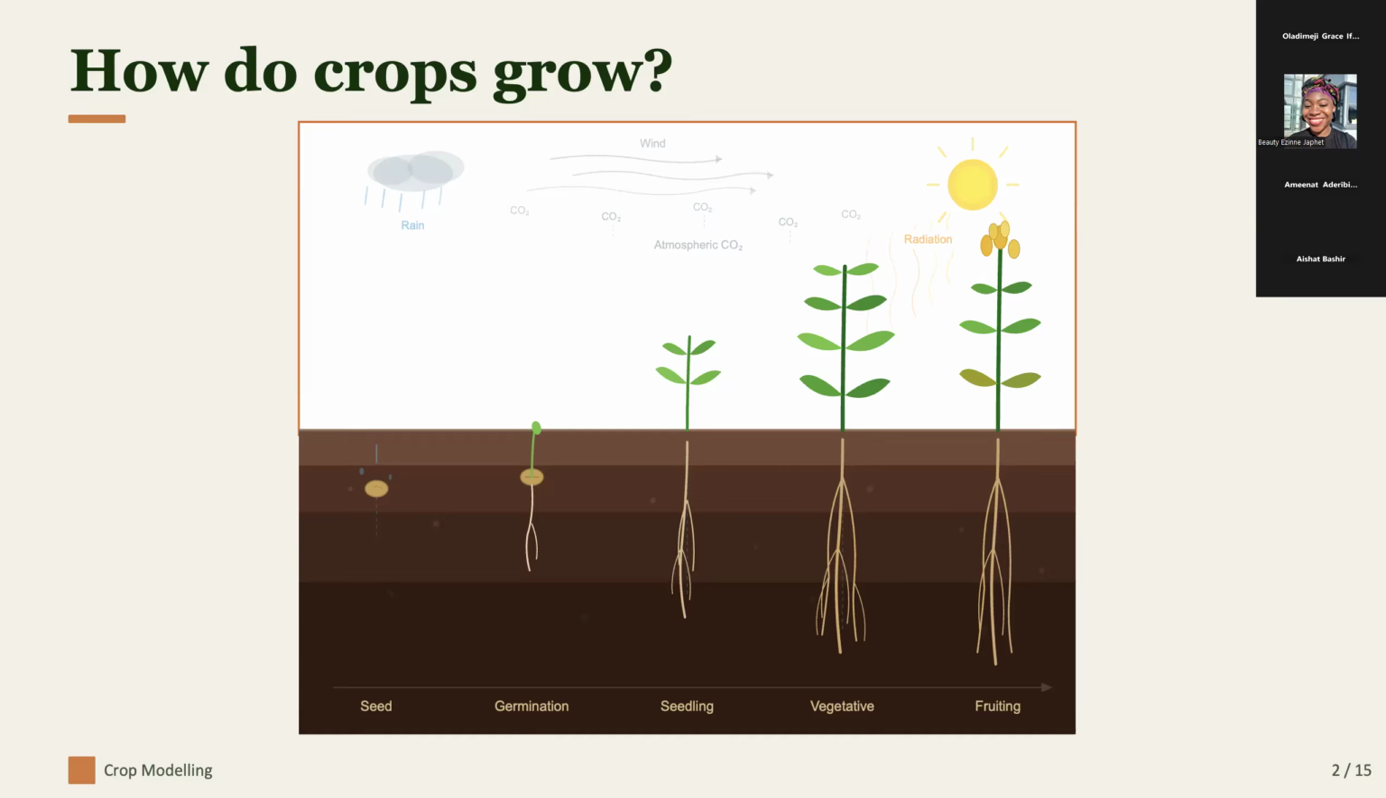So back to what I was saying. You have the seed, the germination, the seedling, the vegetative stage, and the fruiting stage. From the illustration that I designed here, you can see that in the seed stage, that is when you plant the seed into the soil, then the seed will begin to germinate. One thing you see is that the shoots begin to grow upward, looking for light. All right, then you go into the seedling stage.